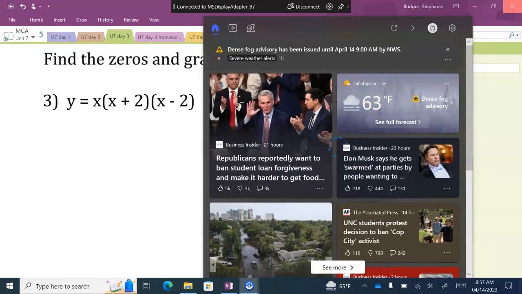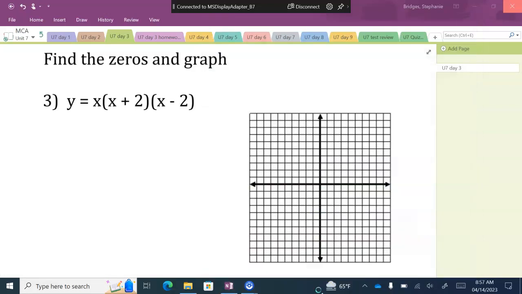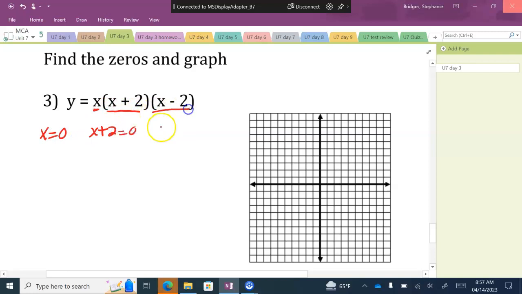Again, with number 3, what we're going to do is find our zeros first. This x in front is a factor, so it is going to be set equal to 0. So is the x plus 2, and so is the x minus 2. The only difference is when I set x equal to 0, there's nothing to solve for, so that's already one of my zeros for me. So it just kind of saves me a little bit of work. And then I solve the other 2. So I'm going to put a point at -2, I'm going to put a point at 0, and I'm going to put a point at +2.